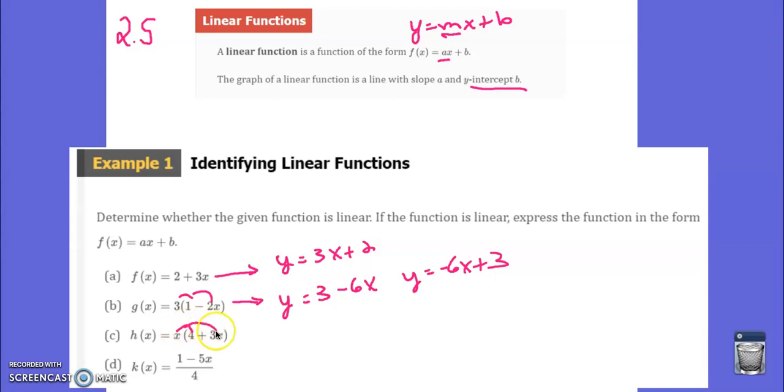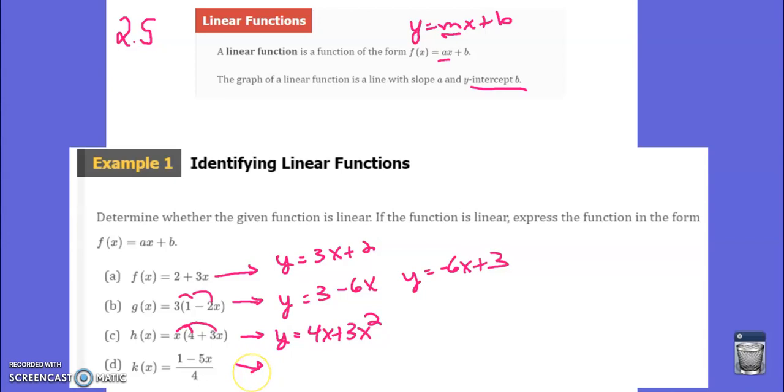If we use the distributive property on this one, notice what we're going to get. We're going to get y equals 4x plus 3x squared. So we can see that this is not a linear function. This is actually a quadratic function.